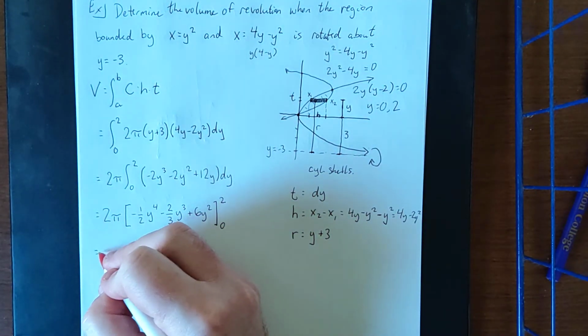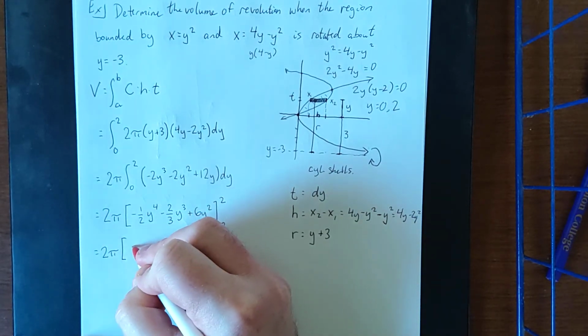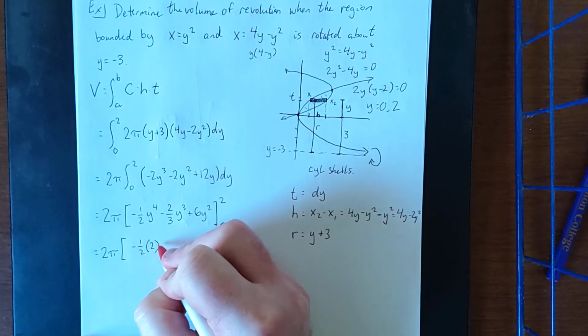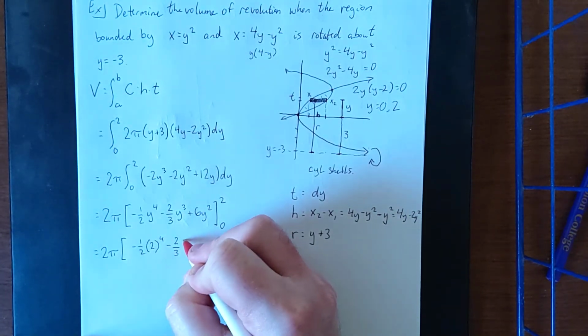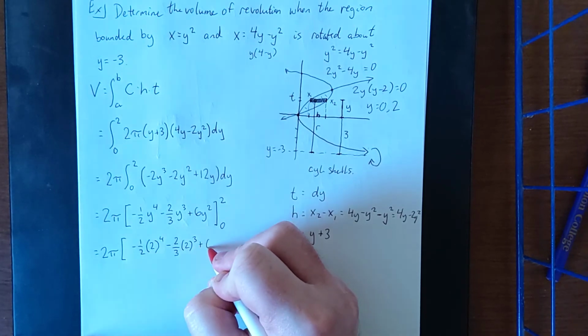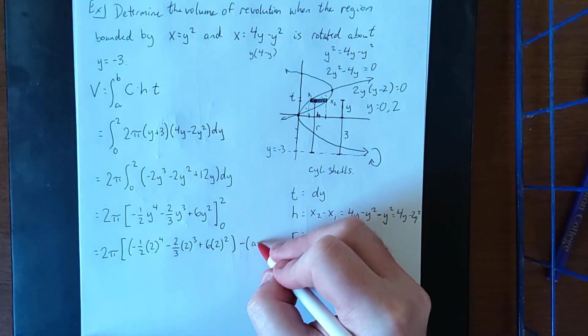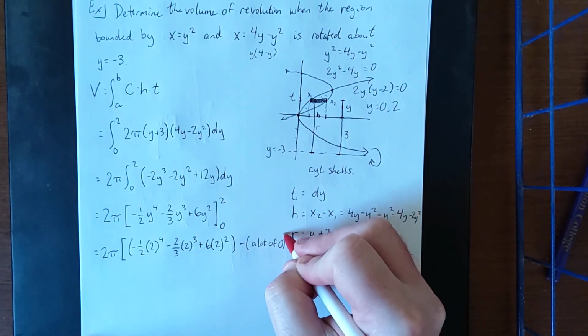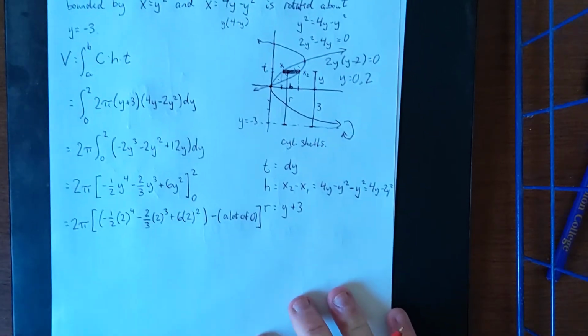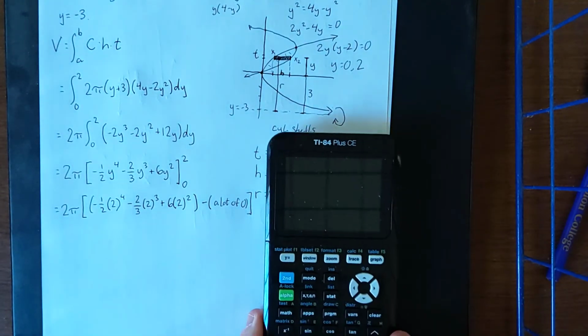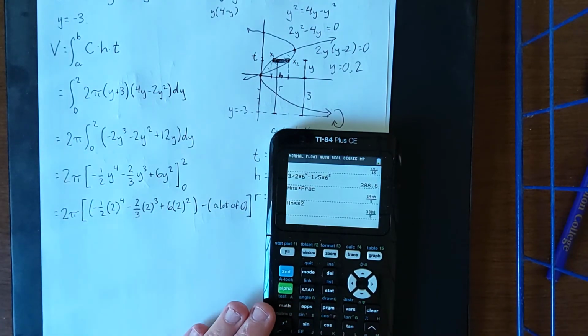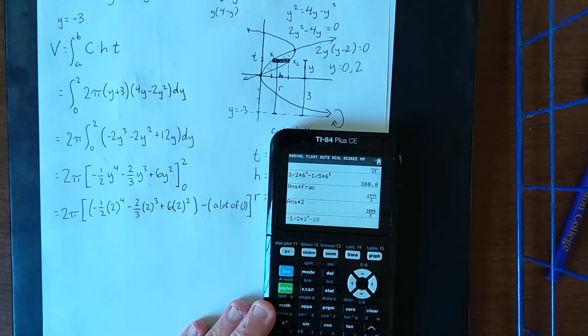Plugging in these bounds, looks like we might want to make use of the calculator one more time. Negative 1/2 of 2 raised to the 4th power minus 2/3 times 2 raised to the 3rd power plus 6 times 2 squared. And plugging in the lower bound of 0 is going to give us a lot of 0. So I think at this point, turning our energies to the graphing calculator will probably save us quite a bit of work. So negative 1/2 times 2 raised to the power of 4 minus 2/3 times 2 raised to the power of 3 plus 6 times 2 squared.